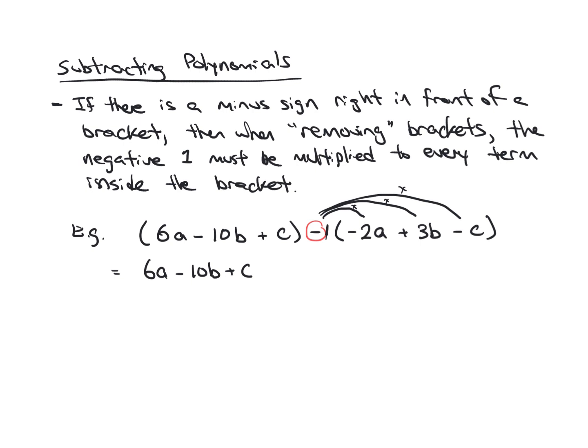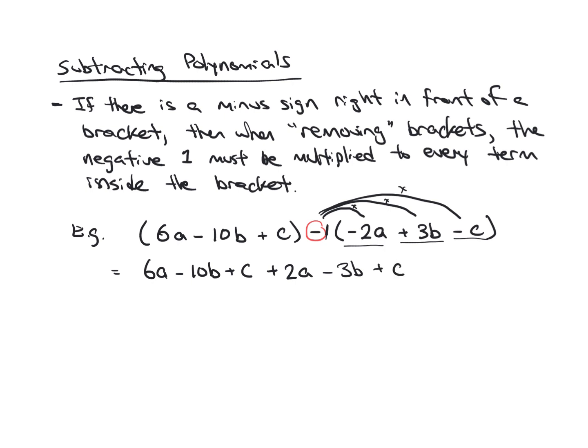So the first term, -2a, when you multiply that by -1, what's -1 times -2? It's +2. So the -2a turns into +2a. Okay, the next term, plus 3b, must be multiplied by -1. So 3 times -1 is -3b. And then finally, the minus c must also get multiplied by -1. So -1 times -c becomes +c.